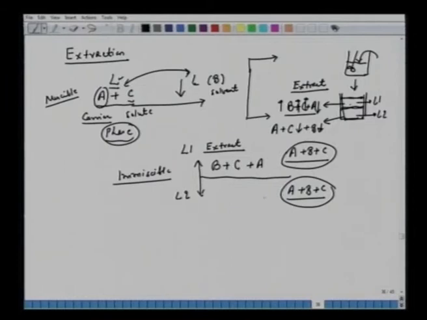Similarly, this L2, we call this the raffinate or residue. So this is the second product. This will contain, you will expect, the carrier, this large feed, and a very small amount of C. But some B will also get carried over here. All right. So both are A plus B plus C.